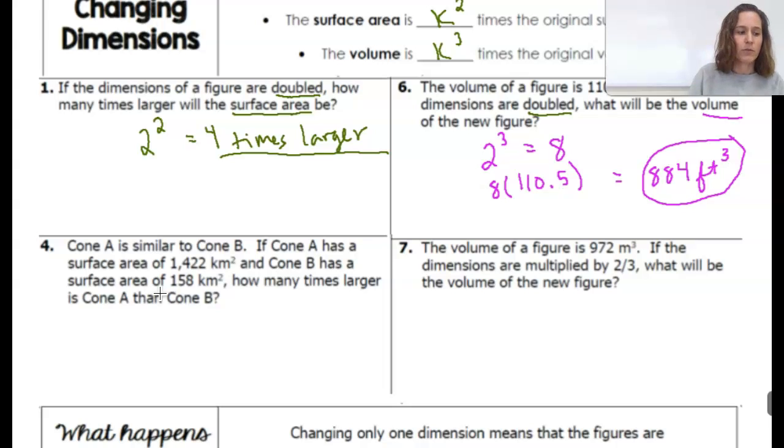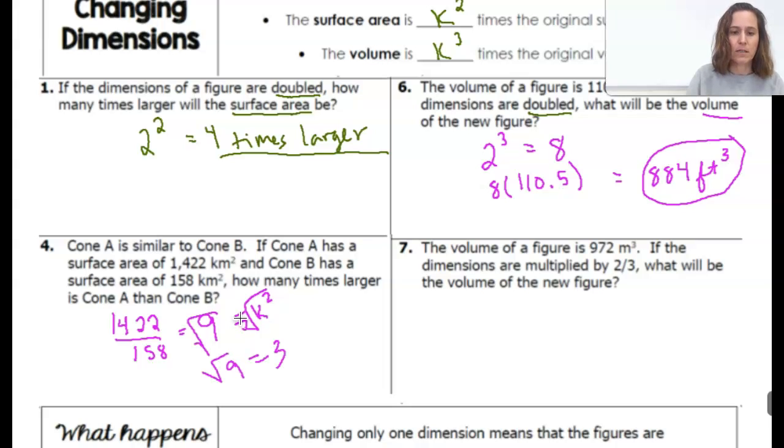Well, we first would want to divide the two surface areas to figure out what that scale factor is. So we would have 1,422 divided by 158, and then we would get 9. So 9 would represent your scale factor k that was being squared. So to undo that, we have to take the square root on both sides. So the square root of 9 is 3, so it would be 3 times larger.